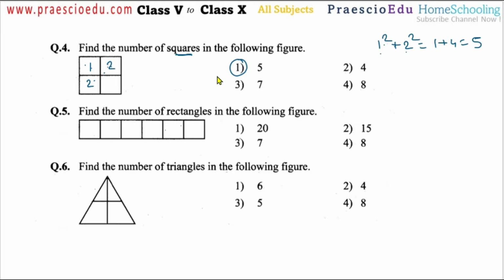Now question number 5: find the number of rectangles in the following figure. So all are in a row, so we will do the marking or numbering: 1, 2, 3, 4, then 5 and then 6.